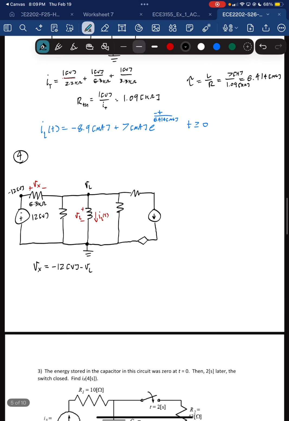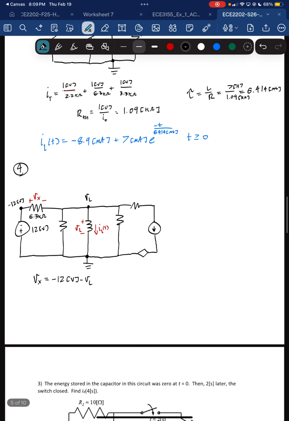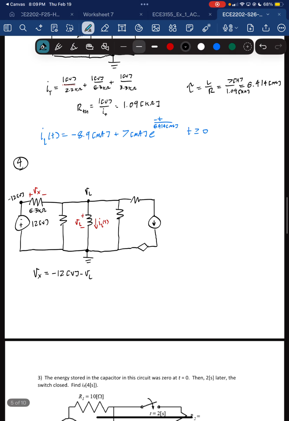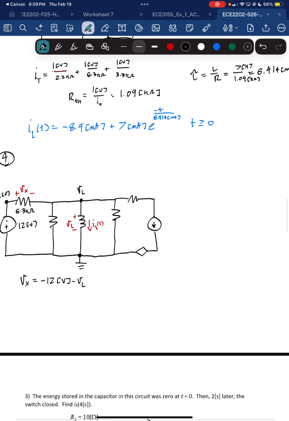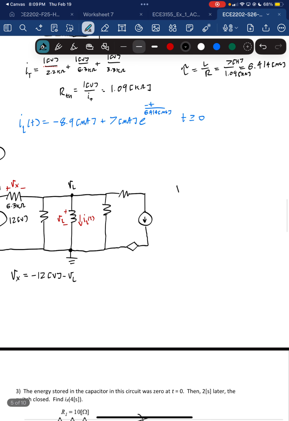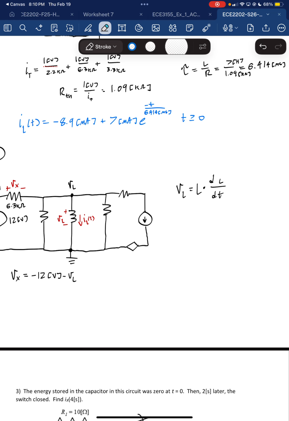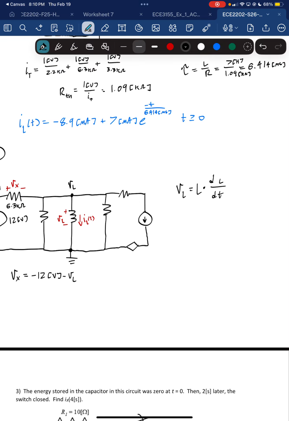Yeah. Okay. So that's our equation. Now we just need to find VL and we can solve for Vx. Thankfully, finding VL is super easy. We found IL. So we can say that VL is simply just L times the derivative of IL.